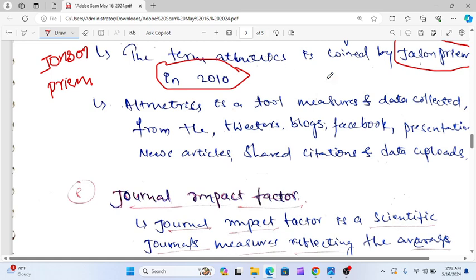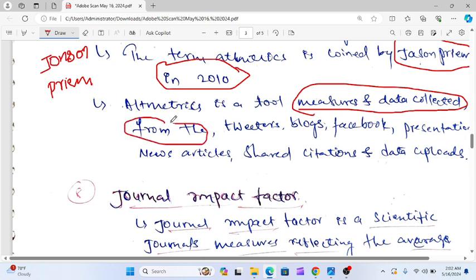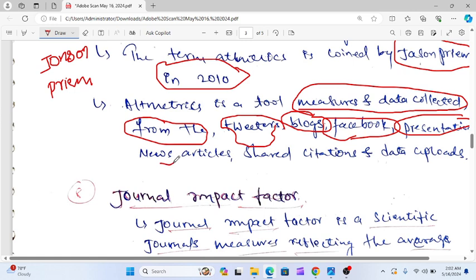Okay, altmetrics is a tool that measures data collected from where? What kind of data? From tweets, blogs, Facebook, presentations, news activities, news articles, shared citations and data uploads. Nowadays we have so many social networking sites: Academia, ResearchGate, Google Scholar, Twitter, LinkedIn.